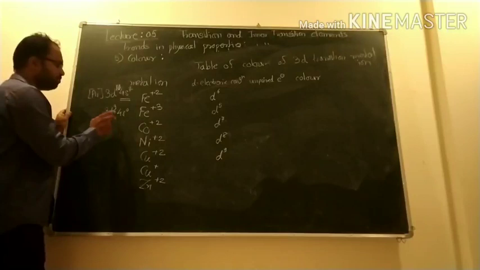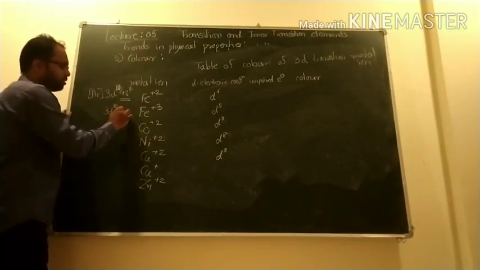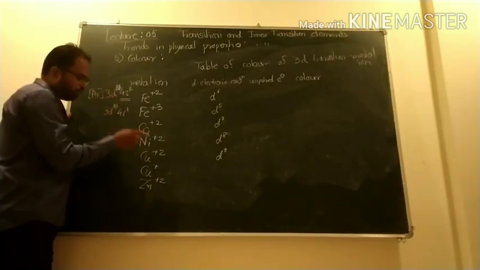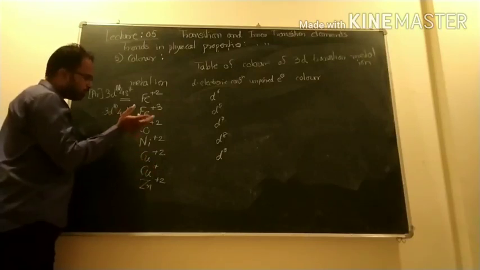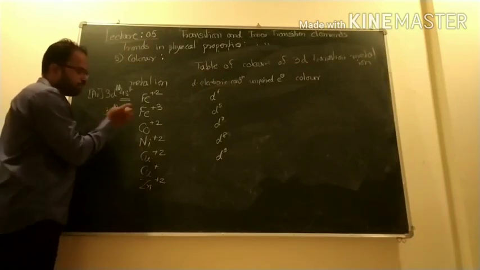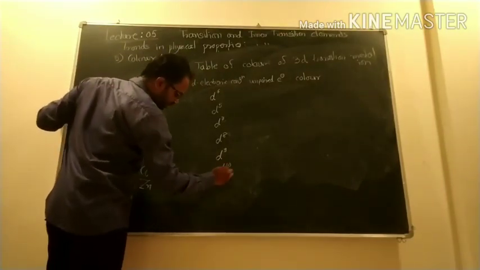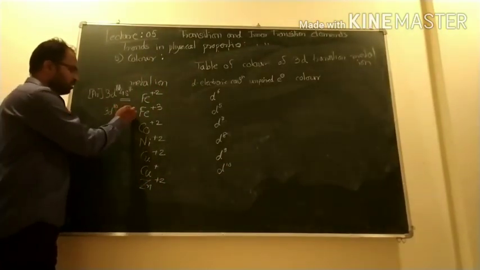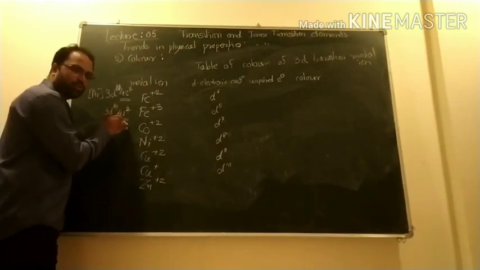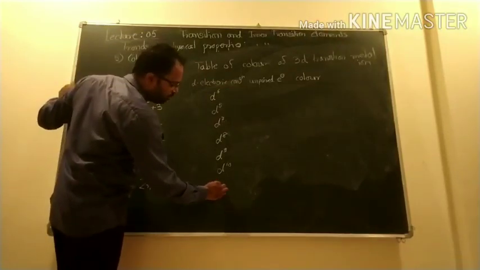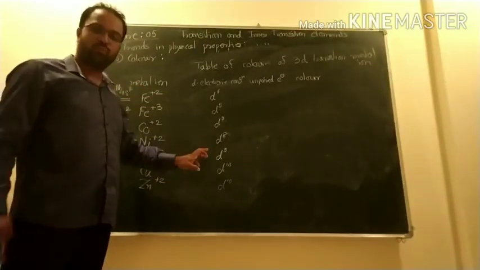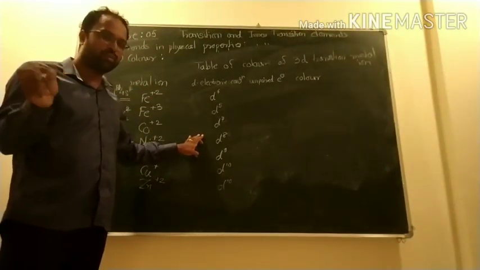For Cu +1, the electronic configuration is 3d10 4s1. For the +1 ion, only one electron is removed from 4s. So the remaining case is 3d10, that means the d10 case. For the last, zinc, the electron configuration is 3d10 4s2 and it is a +2 ion. 2 electrons are removed from 4s, so the configuration becomes 3d10, again the d10 case. So from that we cannot understand the color of the compound.